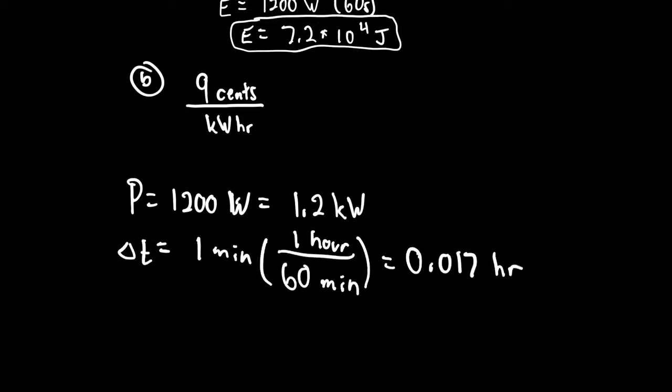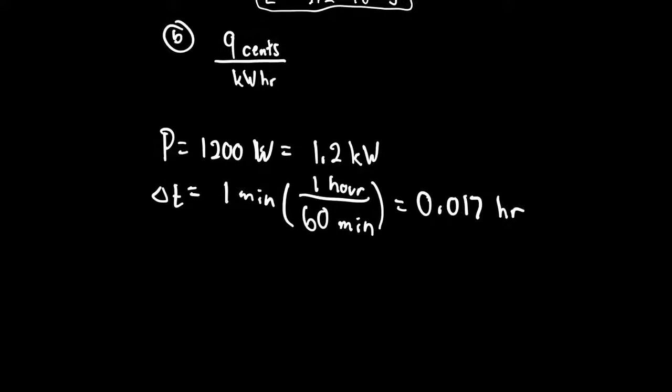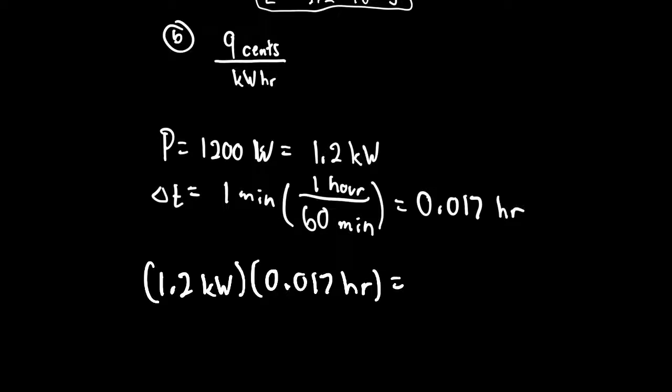0.017 hours. So now I can figure out the kilowatt hours that I'm using in making this toast. It's 1.2 kilowatts multiplied by 0.017 hours. This gives me 0.02 kilowatt hours. That is the power times the time to make my piece of toast. I take that number and I multiply it by 9 cents per kilowatt hour.